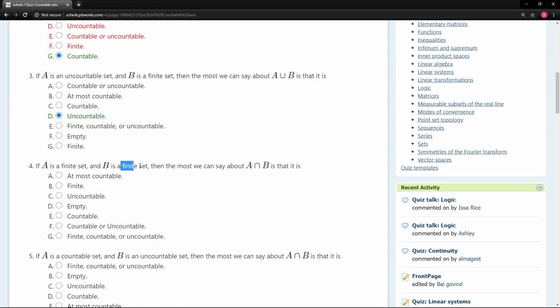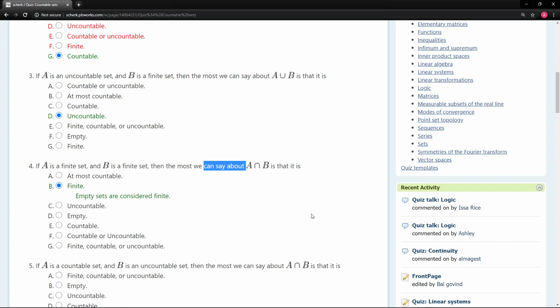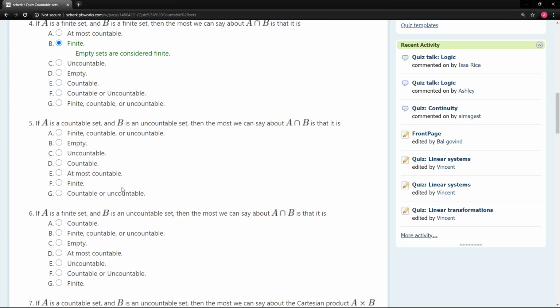A is finite, B is finite. What can we say about the intersection? Finite. Empty sets are considered finite as well. We mentioned this before, right? Phi, the empty set, it's a set and it's also finite. The size of it is just 0. It doesn't have any elements in it.